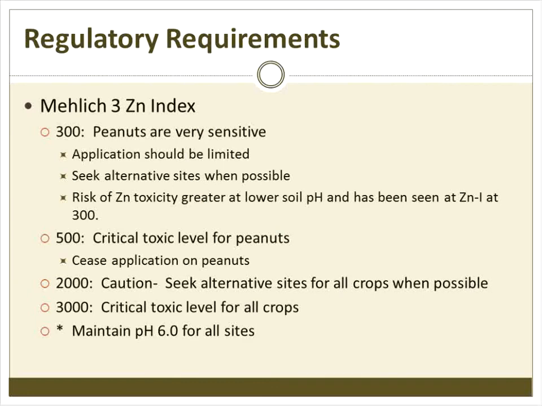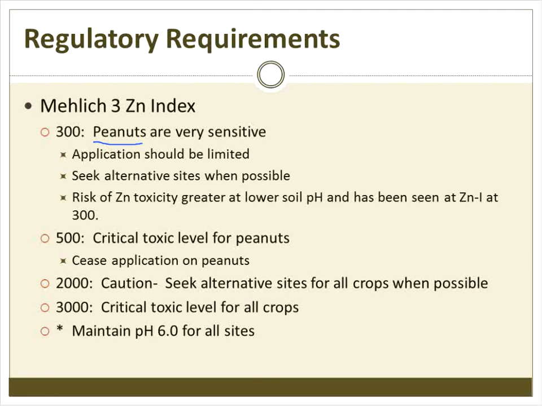So let's look at the regulatory requirements. And we've talked about this in passing, when we were talking about Senate Bill 1217 in a previous presentation. Let's focus in on it now a little bit more with regards to zinc. And the way this works is basically when you hit a level of 300, you need to be thinking about limiting your applications, looking for alternative sites, etc. And the reason being is because when you hit 300 and above, you've got to start worrying about peanuts.